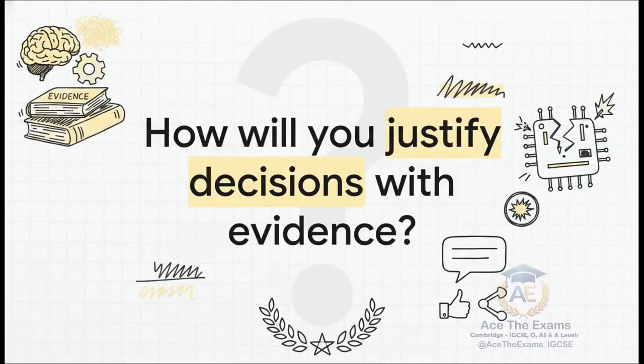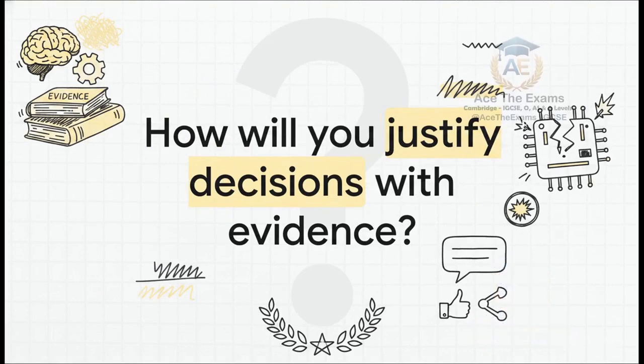I want to leave you with this final provocative thought to chew on as you continue your revision this week. In your very next exam, how exactly will you use evidence to justify your edge case recommendations? Really think about that. How will you definitively prove to the Cambridge examiner that your designed system won't completely crash when the unexpected inevitably happens?